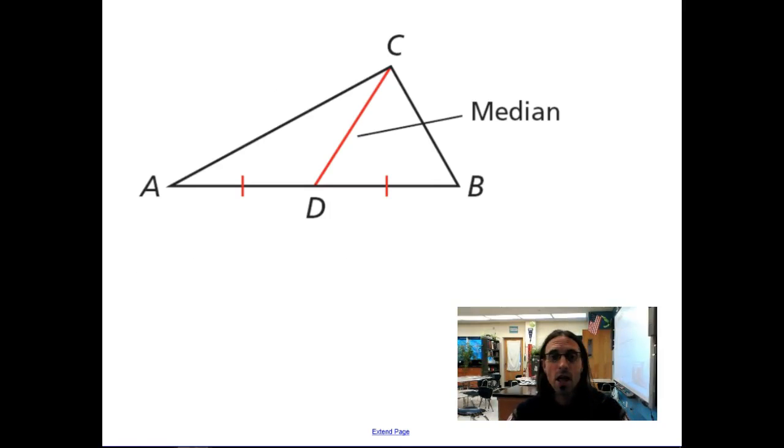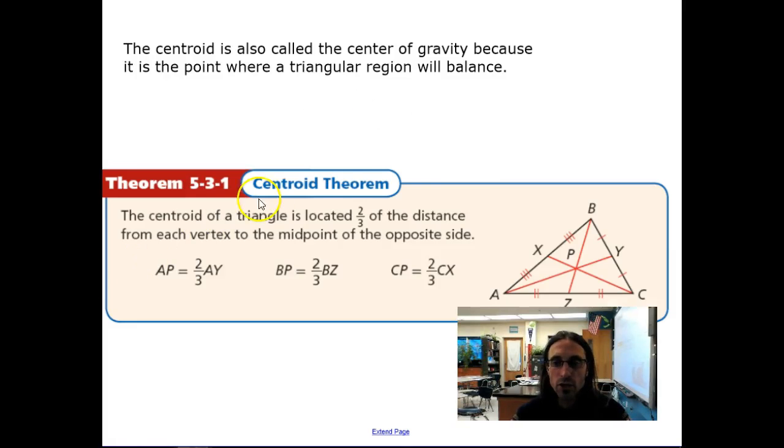So just to review, a median connects the midpoint of a segment in a triangle to the vertice on the opposite side, right? So again, midpoint to vertice. Well, when you do that in a triangle and you connect each midpoint to the opposite vertice, you get a point called the centroid. And what's so cool about the centroid is it is the balance point of a triangle. So you take a triangle, you can balance the triangle on that particular spot, which is pretty cool.